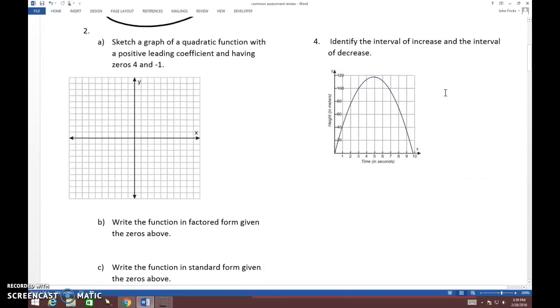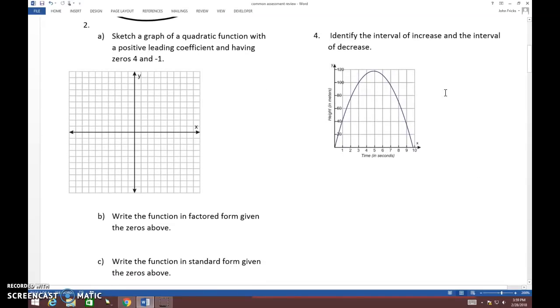test. Number 2, sorry. Going back to number 2, it says sketch a graph of the quadratic function with a positive leading coefficient and zeros of 4 and negative 1. The key here is knowing that the positive is the leading coefficient. So here I'm going to graph negative 1. I'm then going to graph 1, 2, 3, 4. And then I also know this is positive, so it's going to open upward. So it should look something like this when I graph it.